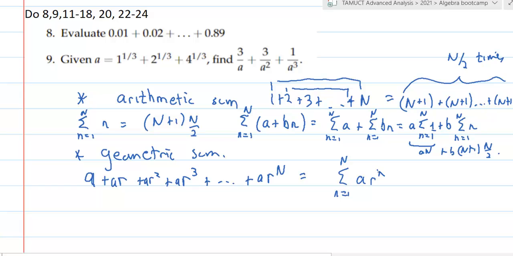Now notice that I'm not quite right here, because I don't start with ar. Here I have n equals 1 to big N of ar to the n. If this were correct, then the first term would be ar, but it's not ar, it's a. So I need to fix this. This is the sum n equals 0 to big N of ar to the n.